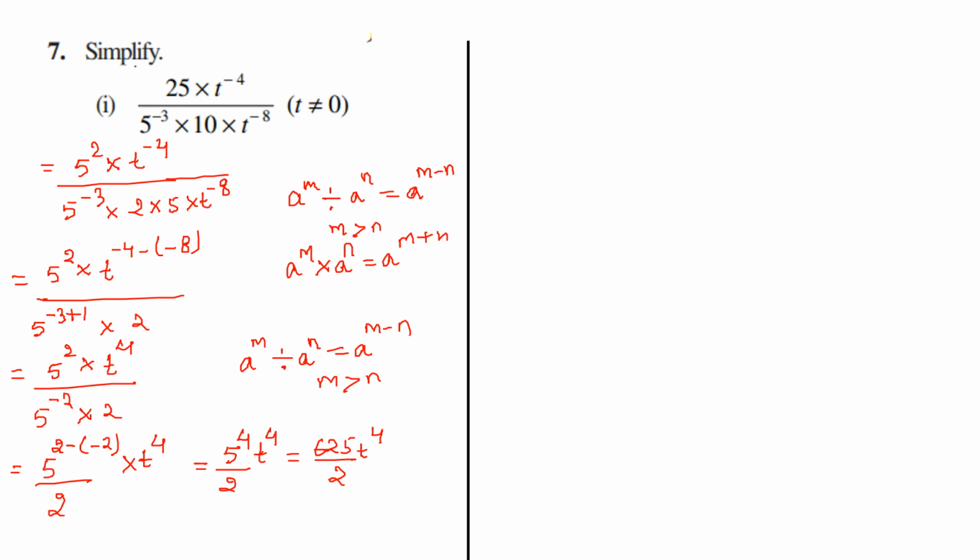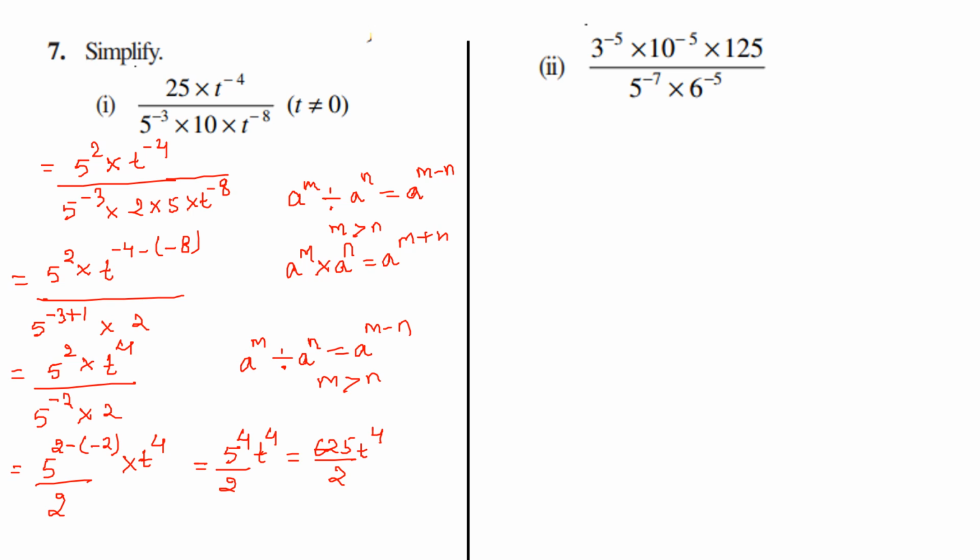Now moving to the second part. Here it is given 3 to the power minus 5 into 10 to the power minus 5 into 125 by 5 to the power minus 7 into 6 to the power minus 5. So again here also, wherever there is a composite number, I am going to write that in terms of its prime factors. So here my composite numbers are 10, 125 and 6.